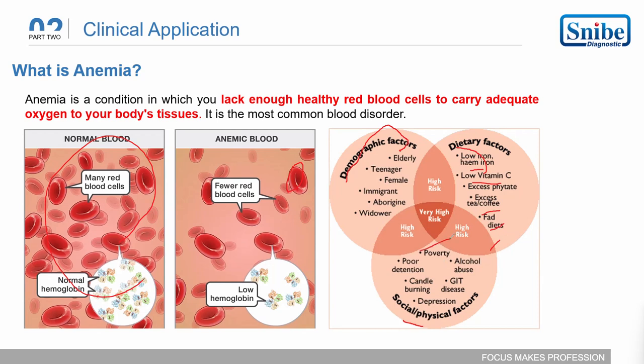And then if you have poverty, that is a risk. So the very high risk about that is alcohol abuse and socio-physical factors that are involved in that deficiency.